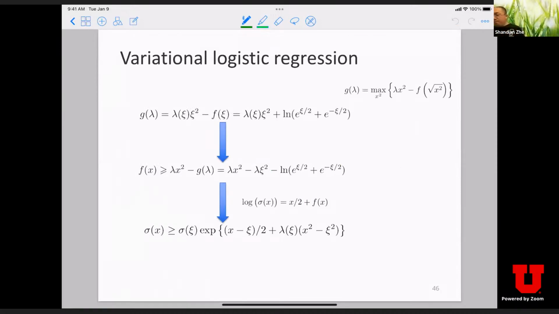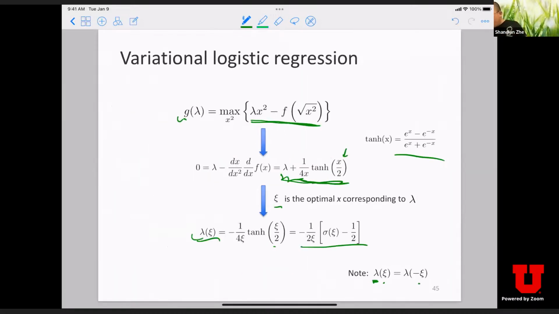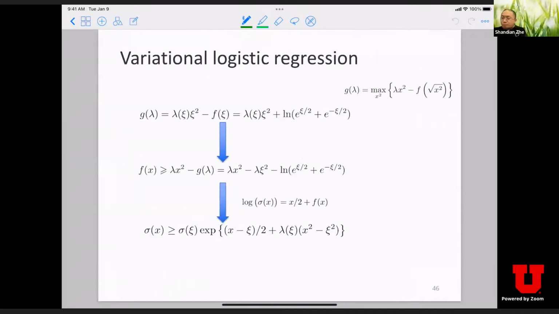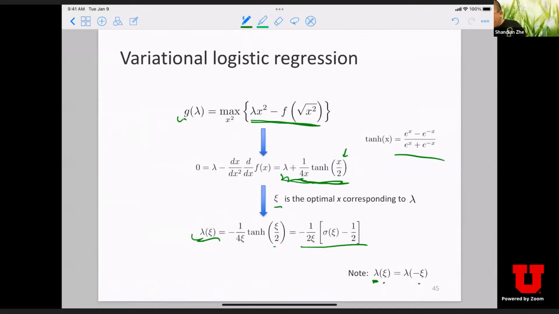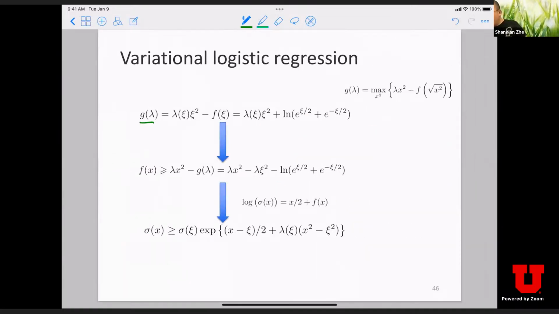So now we're going to represent lambda in terms of ξ, and then we construct this convex conjugate. We get g(lambda) equals lambda(ξ) times ξ squared. Remember, it's a maximization of this, and the optimal x is ξ. So I just replace x by the optimal x, which is ξ. That's where I get my g(lambda), which is lambda(ξ) times ξ squared subtracted by f(ξ), which has this form.